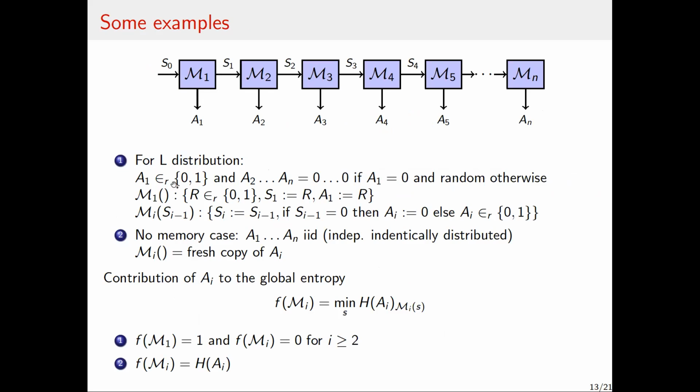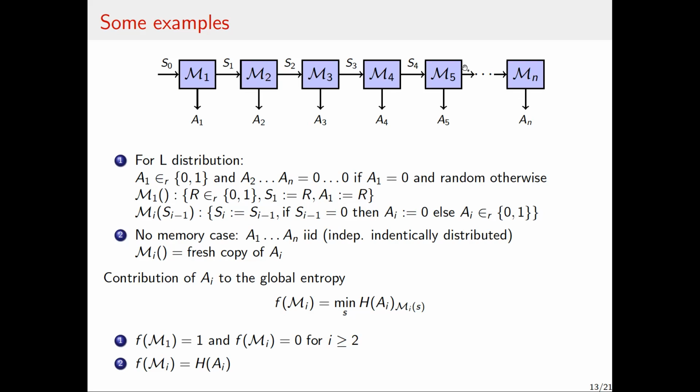Remember our L distribution, which we saw several times now. The way we could generate this using these maps is that the first map just generates a random bit and outputs it. So A1 is equal to this random bit R, and it puts R in, you can think of it as a memory state if you want. So the state of S1 will be R, so that I keep this R in memory.